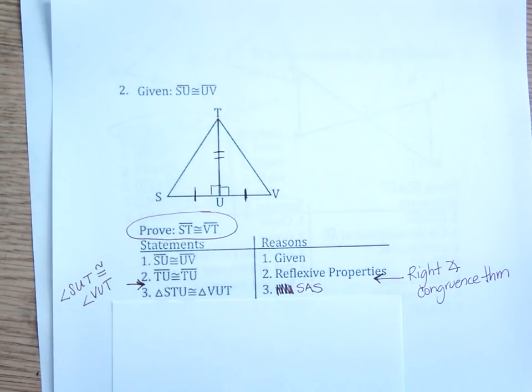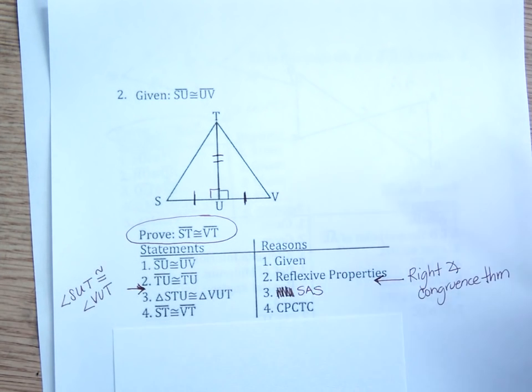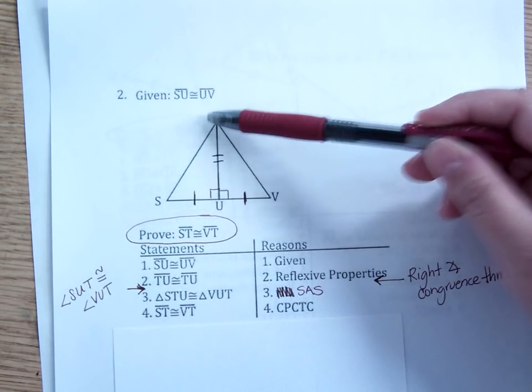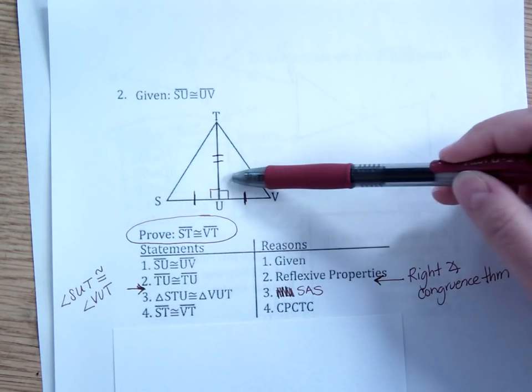Now why did I prove the triangles were congruent? The whole point of proving the triangles were congruent was so that now we could say, okay, now if you want to pick any sides you want to pick, any angles you want to pick, as long as they're the ones that go together, the corresponding ones, then I can say, yes, they're congruent because they're in these two triangles. So because corresponding parts of congruent triangles are congruent, I know that these corresponding parts, ST and VT, of these two congruent triangles are congruent.